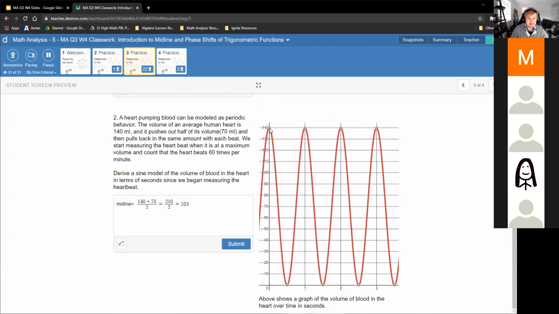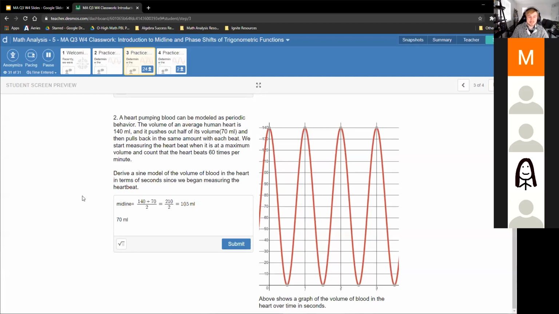Alternatively, if you were looking at the graph here, guys, you can see that it goes between 140 and 0. So the midline of this graph is 70 milliliters. So depending on which one you looked at, you would get a different answer. And that's once again because I low-key messed up my graph.